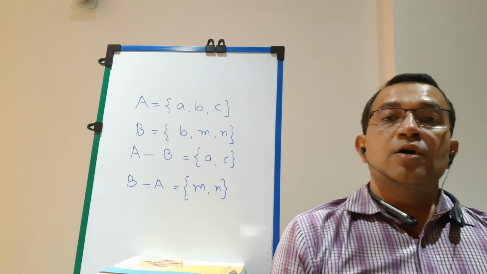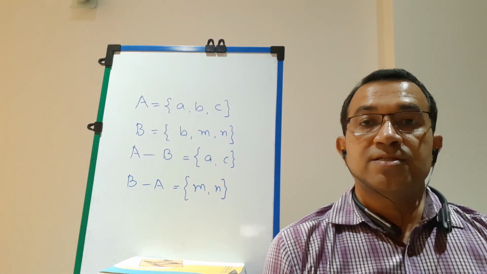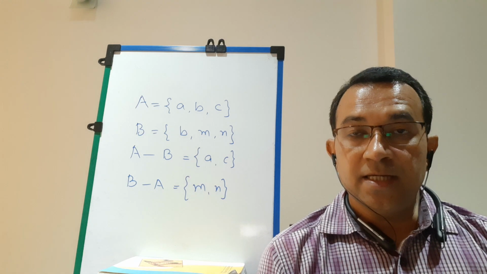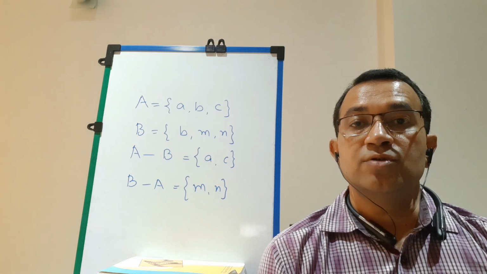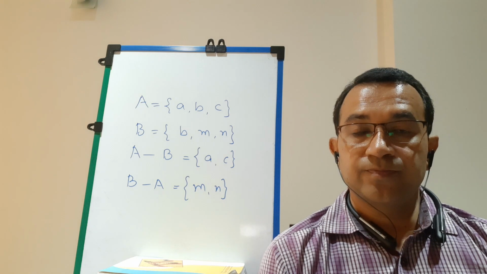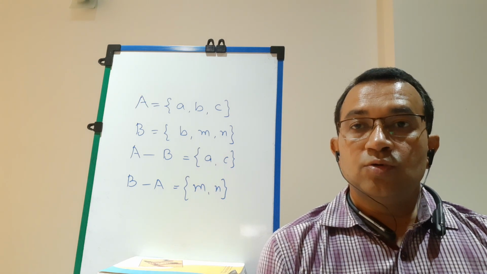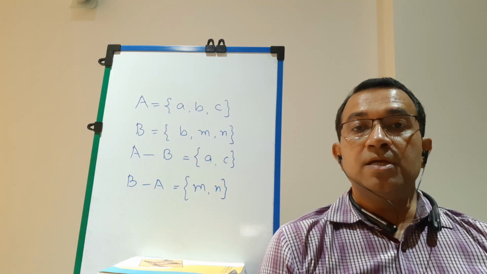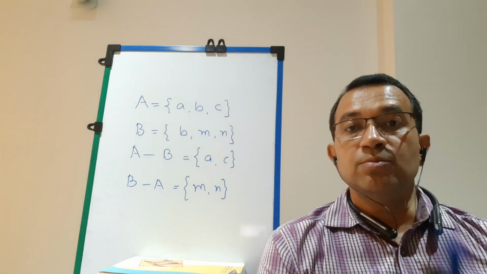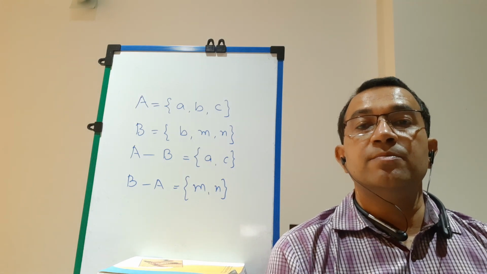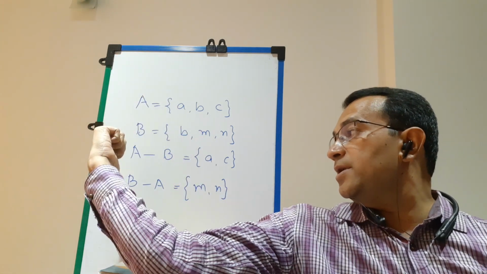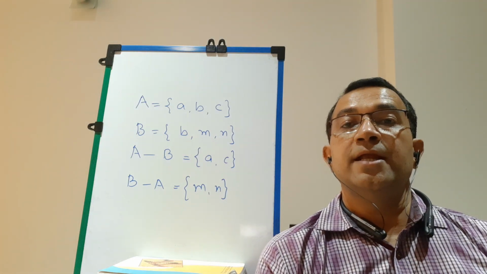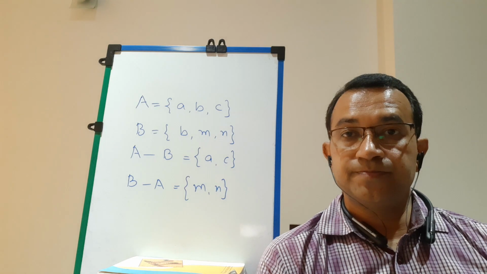So if you carefully observe, set A minus B will exclusively belong to A, and set B minus A will exclusively, students, belong to set B. So once again, to have A minus B, difference of A and B, from A, remove the common elements of A and B, and to find B minus A, from B, students, remove the common elements of A and B.